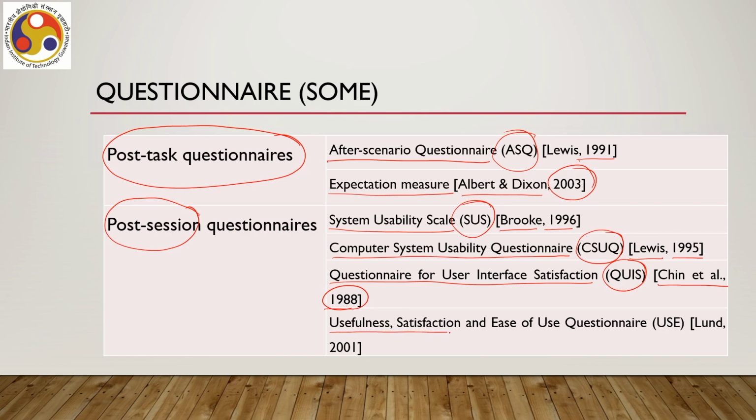Then the Usefulness, Satisfaction and Ease of Use Questionnaire or USE, proposed by Lund in 2001. So, as you can see, there are different questionnaire sets meant for collecting data at different points of time. Let us quickly go through an example from each of these two types of questionnaires to get some idea on the nature of the questionnaires.